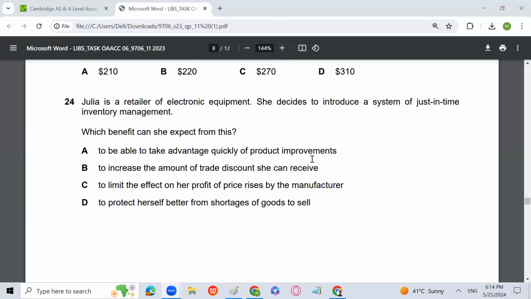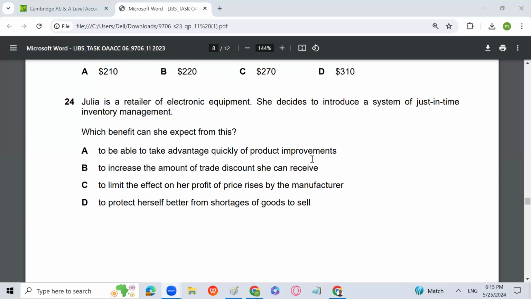To be able to take advantage quickly of product improvements. No, it has nothing to do with the product improvements. To increase the amount of trade discount she can receive. Nothing like that, because increasing the trade discount is only possible when you are purchasing in bulk. But now you are purchasing just in time. You are not basically storing, so there is no storage cost. To protect herself better from shortages of goods to sell. No, shortage of goods can be created because you are using just in time. So chances of shortage of goods have increased.